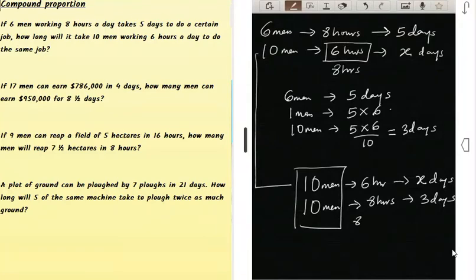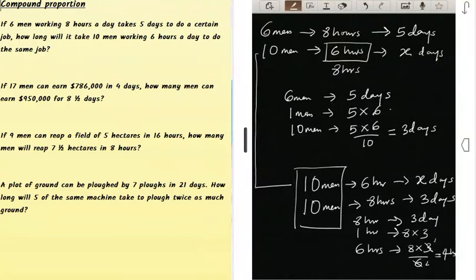Now it takes 8 hours for a number of men, let's say 10 men, to work in 3 days. So for 1 hour, it's going to take more men, isn't it? 8 times 3. And then for 6 hours, it's going to take fewer men. 8 times 3 divided by 6. 3 here 1, 3 here 2. Then we are going to have 4 hours. Okay? Is that understood?